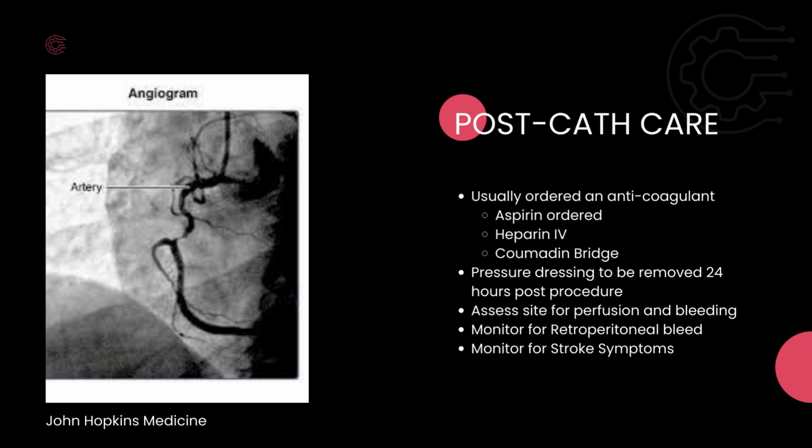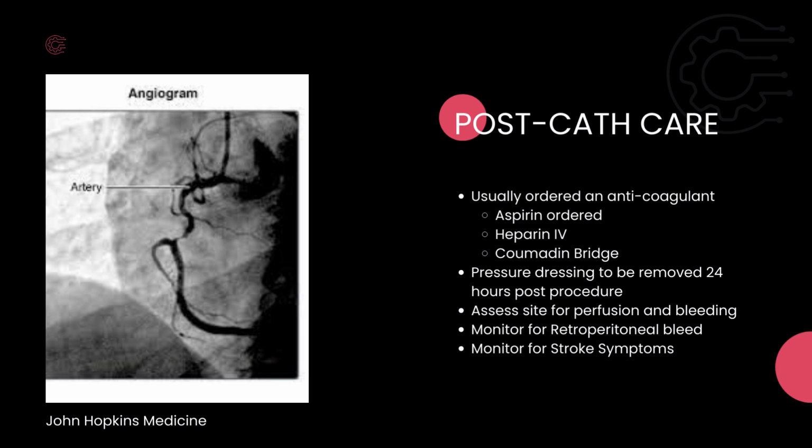After cardiac catheterization is done, usually post-op, the patient's put on aspirin. A heparin drip is also usually started, and if the patient was on Coumadin prior to a stent or a sheath being placed in, the patient will be bridged from heparin to Coumadin. After 24 hours, the pressure dressing from the cardiac catheterization can be removed.